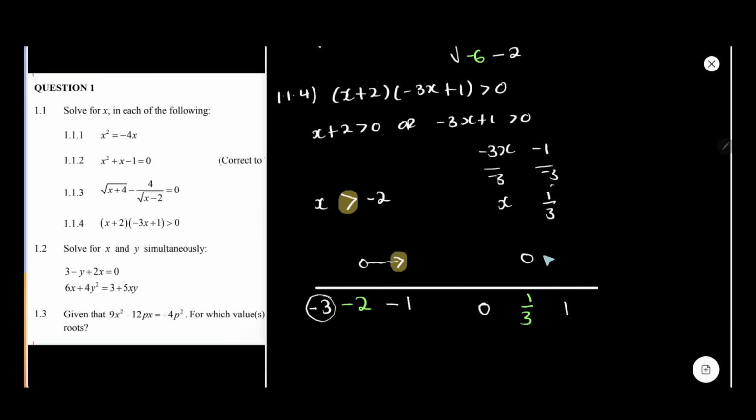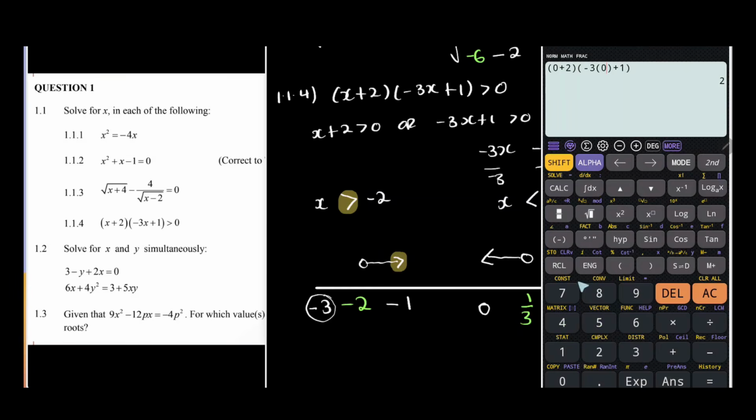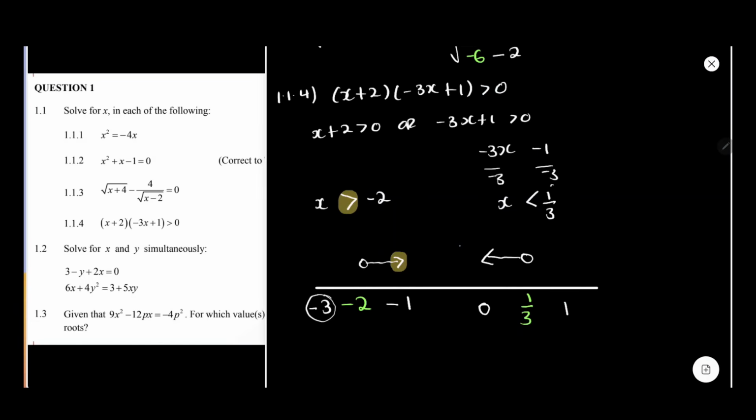So we have an open circle on 1 over 3 because they didn't say or equal to 0. And then the numbers are moving this way, values less than 1 over 3. So follow the arrow: x is less than 1 over 3. You can also try the 1. You will actually see that it gives you a negative number. If you tried 1, we get a negative 6, so that is not greater than 0. So these are our answers.